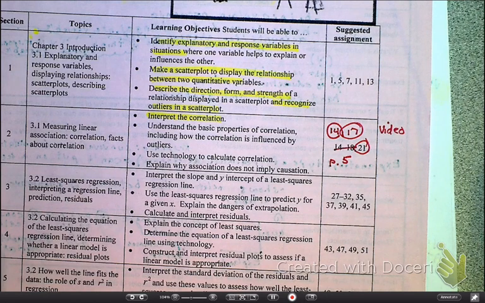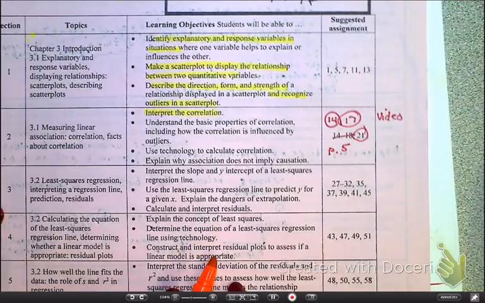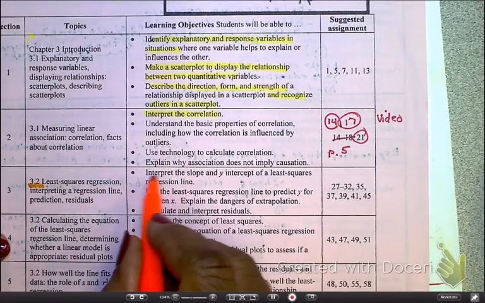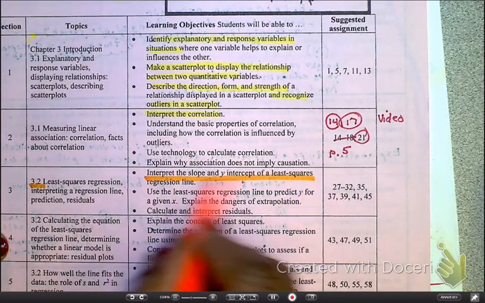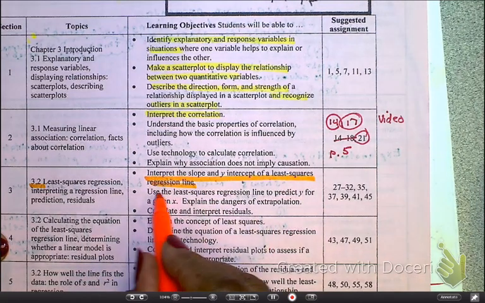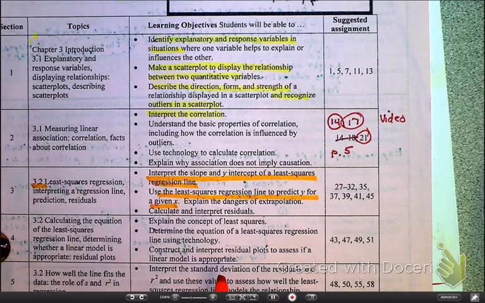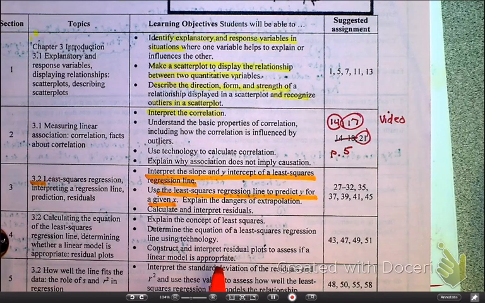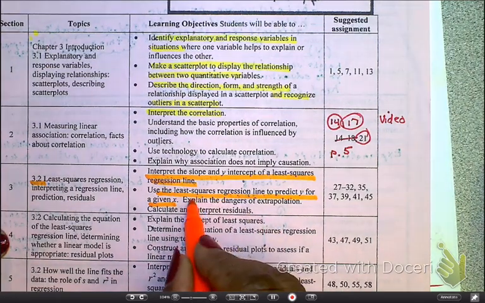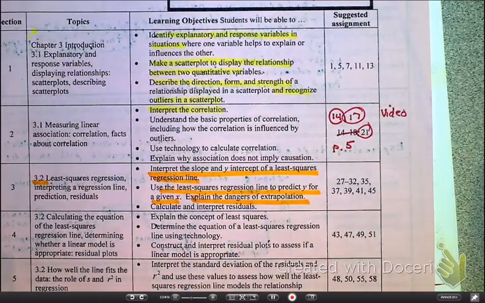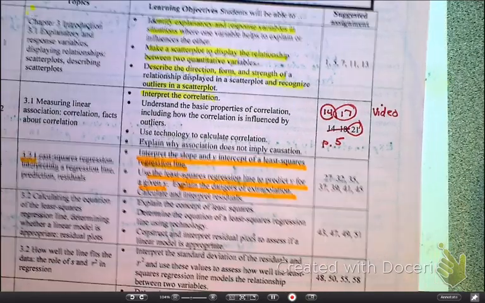Okay, let's look at the objective. As I'm looking at the objective here, this is section 3.2: interpret the slope and the y-intercept of the least squares regression line. We're going to use a least squares regression line to make a prediction, and we're going to talk about the dangers of extrapolation. We're not going to get to the residual plots yet. So let's get this started.